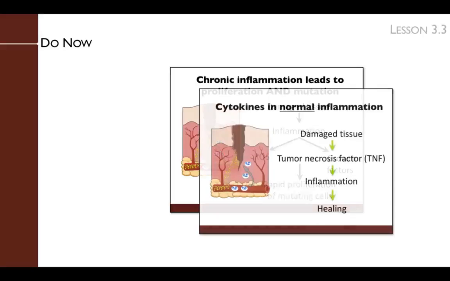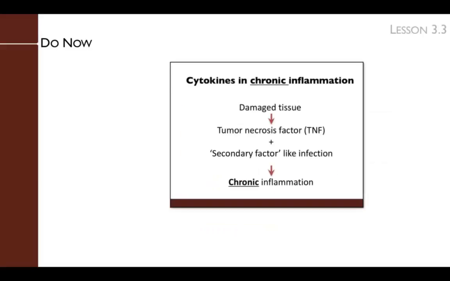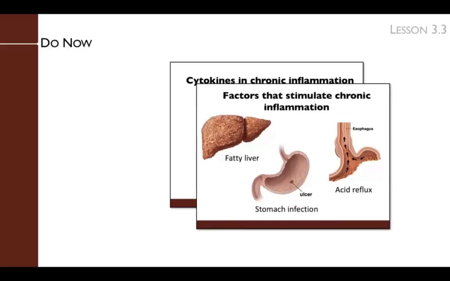But what makes inflammation chronic? The growth factors damaged cells release to stimulate the inflammatory response are called cytokines. One of these cytokines is tumor necrosis factor, or TNF. Normally, when the wound heals, cells stop secreting TNF, and therefore inflammation subsides. But secondary factors can also stimulate secretion of TNF, so inflammation becomes chronic. Examples of secondary factors that can stimulate chronic inflammation are listed on this slide.